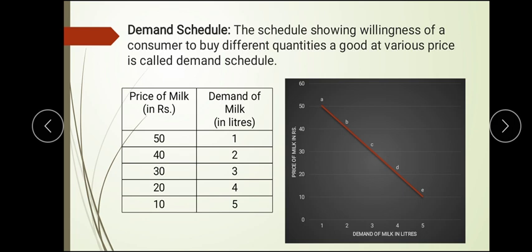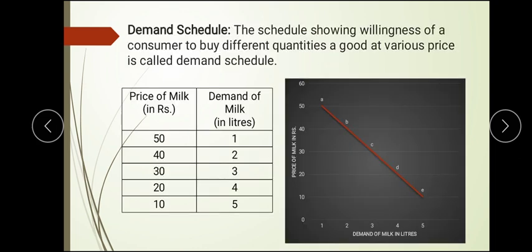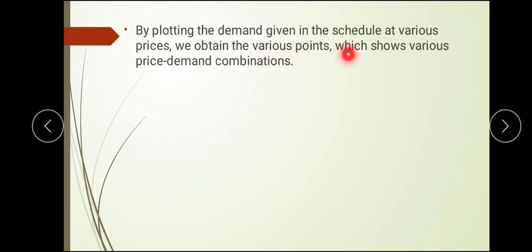So let's talk about the analysis. What analysis have we got? The analysis says that by plotting the demand given in the schedule, first you have to plot the demand on the x-axis. We obtain various points, as you see back here: A, B, C, D, E. These are the different points where different prices are plotted. So you get various points, which show you various price-demand combinations.